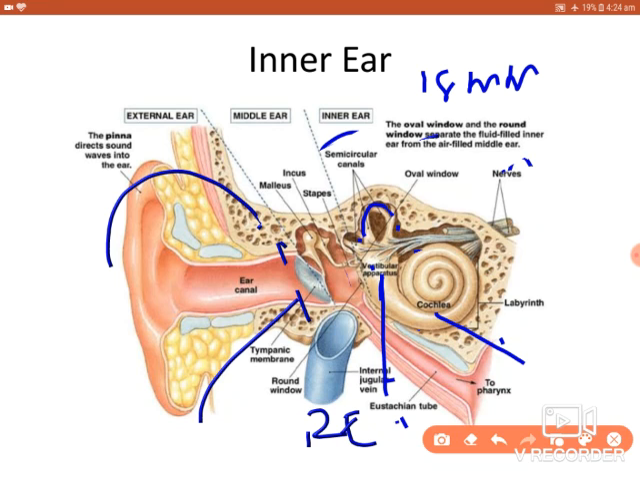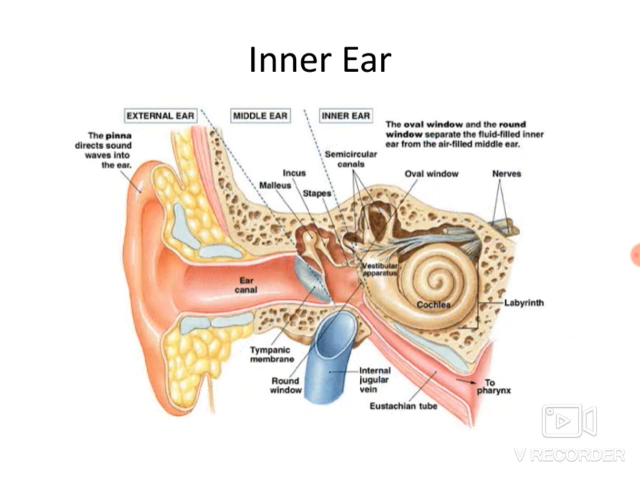Moreover, you can see in the medial wall of the inner ear a foramen. This is the internal acoustic meatus. Through the foramen, the vestibulocochlear nerve enters the inner ear. It is the 8th cranial nerve. In the inner ear, it divides into the cochlear branch and the vestibular branch.